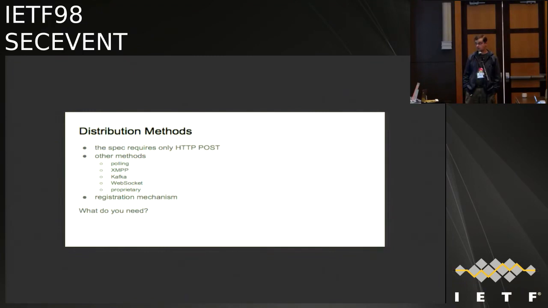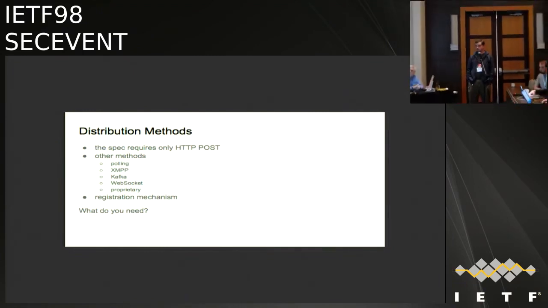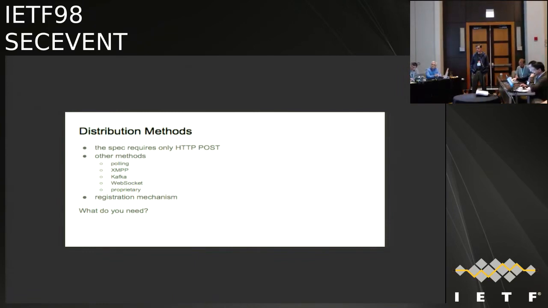Distribution methods. So right now the spec talks only about HTTP post. We did talk about other methods. Polling, we talked about that quite a bit. And then there were other mentions like XMPP, Kafka, WebSockets, or all kinds of proprietary ones. At some point we had a registration mechanism. We removed that. Maybe we should add that back. So that would be one question. Do we need a registration mechanism for other distribution or delivery methods? And what would people find useful? Would HTTP post cover most use cases? Right now, do people feel the need for some other methods? This is control plane, right? No, data plane. Okay.